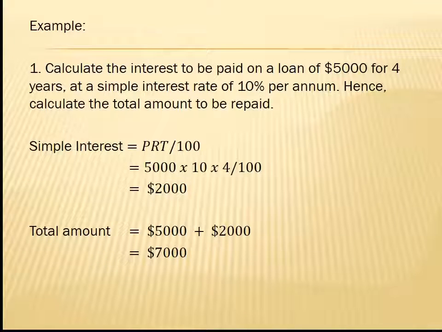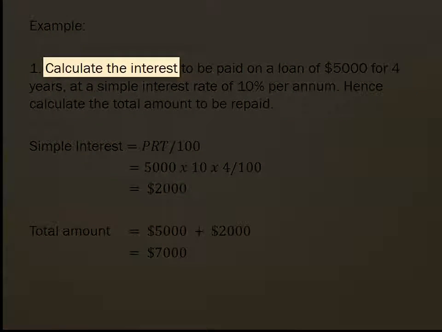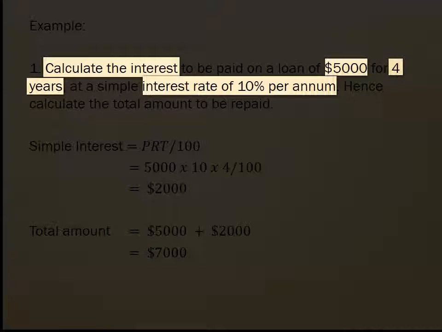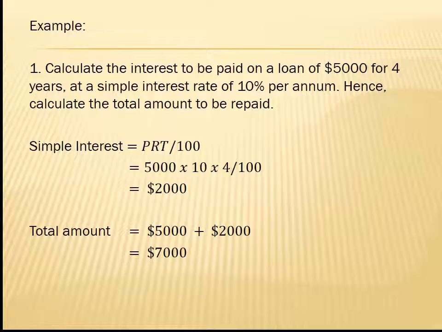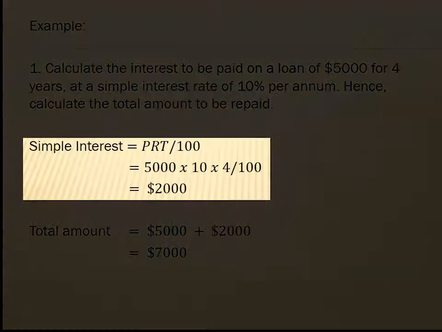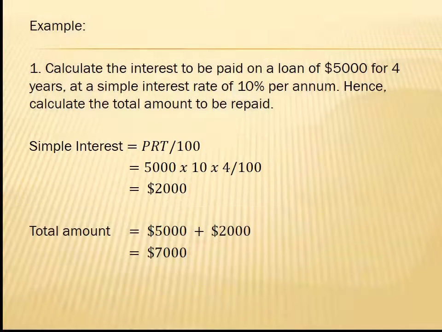Let's work some examples. So in number 1, calculate the interest to be paid on a loan of $5,000 for 4 years at a simple interest rate of 10% per annum. Hence, calculate the total amount to be repaid. So to calculate the simple interest, it would be the same formula, principal times rate by time over 100. So that would be $5,000 times 10 times 4 over 100, which would be $2,000. And so the total amount to be repaid would be the simple interest plus the principal, which is $5,000 plus $2,000, and that would give us $7,000.